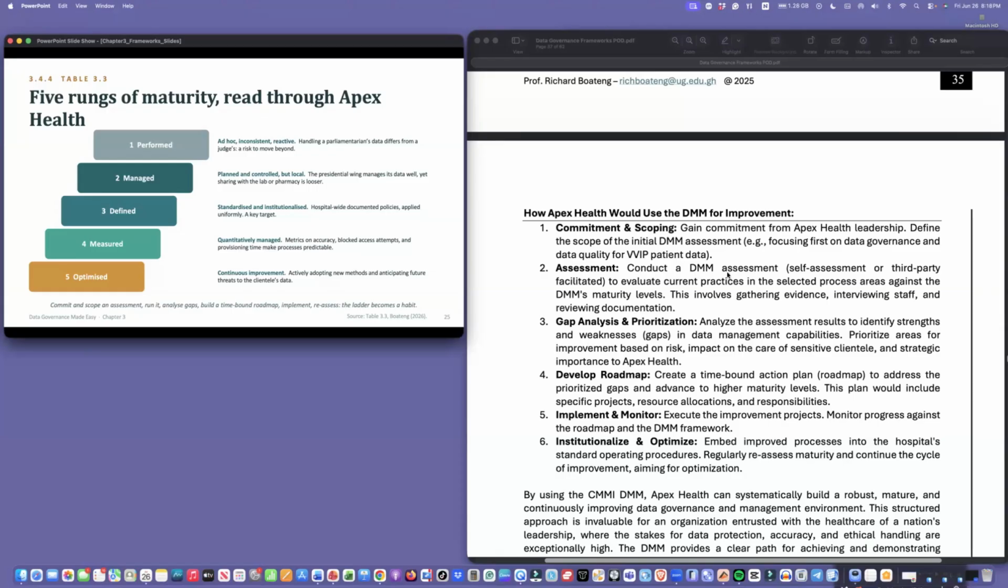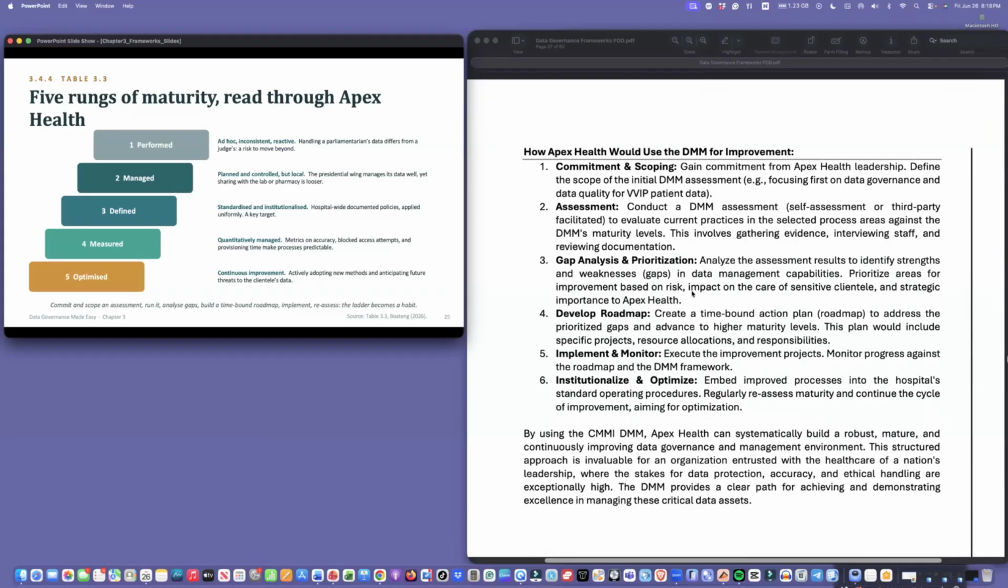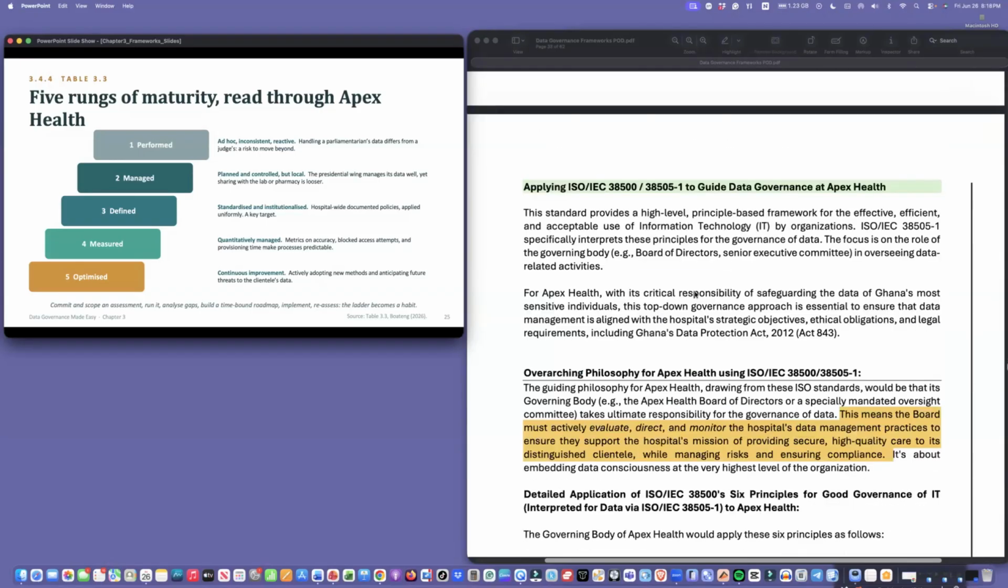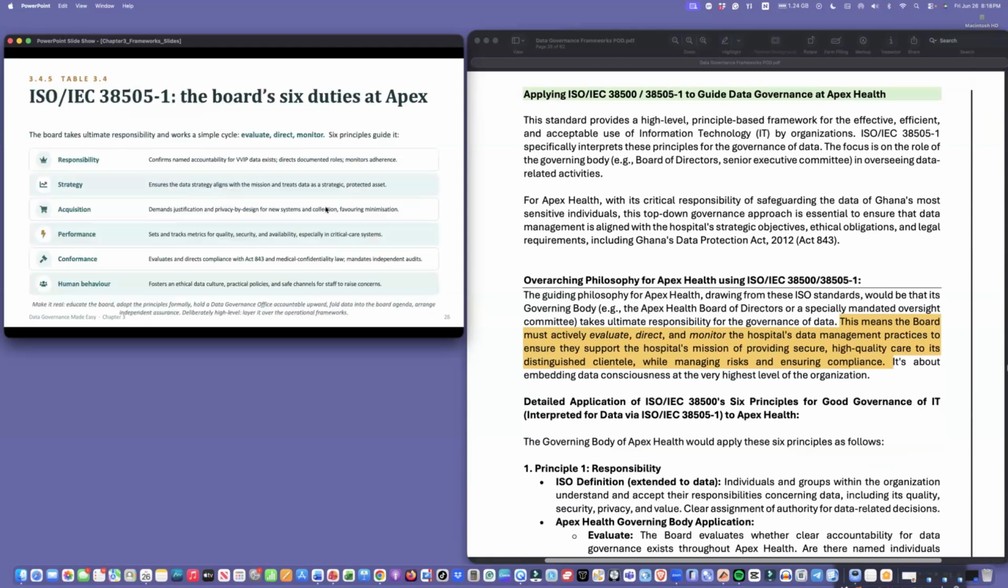Develop a roadmap with a time-bound action on how you're going to address them, and then institutionalize and optimize resources to be able to get it done. Make sure that the hospital board are bought into what you want to do, and establish the SOPs that will get that done. So what will be the SOP for improving our processes? We have to define it. Then we go to the ISO.